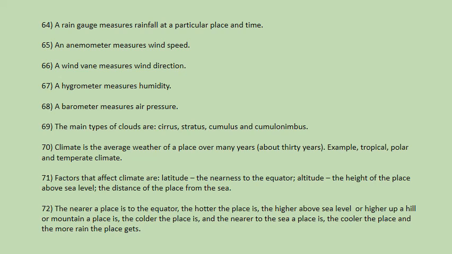A rain gauge measures rainfall at a particular place and time. An anemometer measures wind speed. A wind vane measures wind direction. A hydrometer measures humidity. A barometer measures air pressure. The main types of clouds are cirrus, stratus, cumulus, and cumulonimbus.